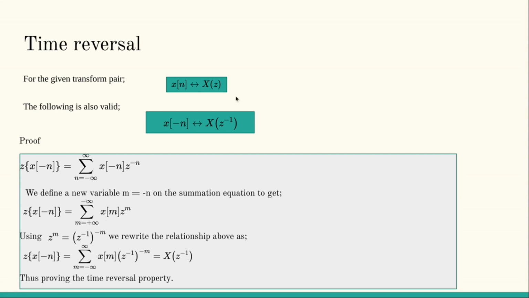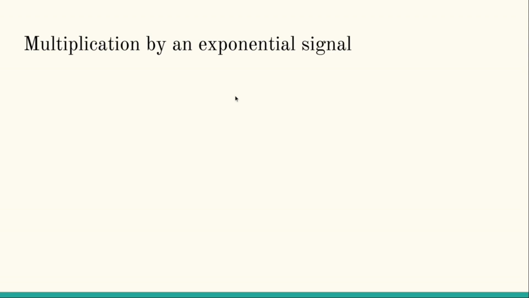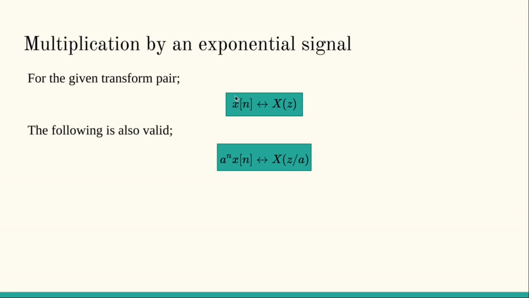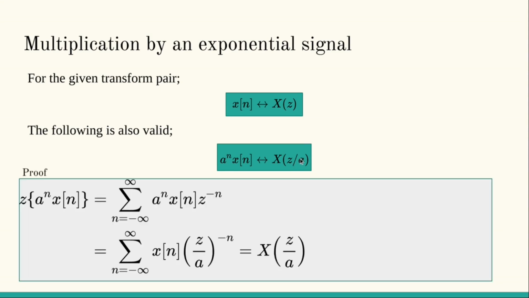And yeah. Then multiplication by an exponential signal. For the given transform pair, the following is also valid: some signal multiplied by some constant a to the power n gives us the z transform, which is scaled by 1 over a. And we have the proof over here, where we can just give a and z the same power, minus n. This is the definition of the z transform. Just replace z with z over a.